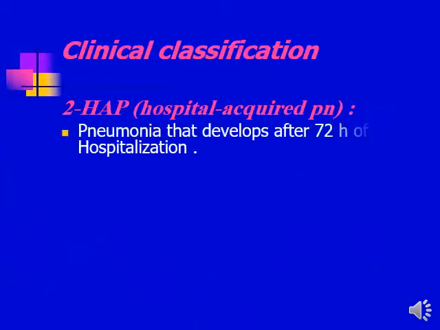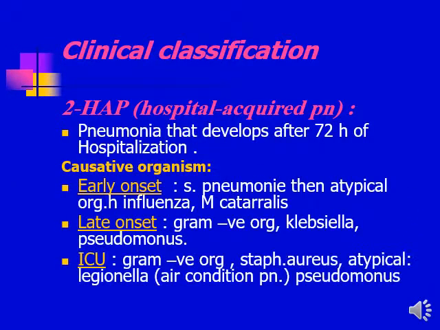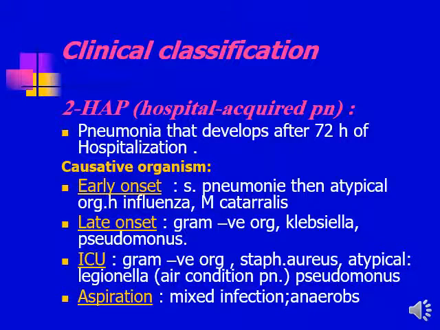If we are talking about hospital-acquired pneumonia, it means that pneumonia developed after 72 hours, and I can further classify it into early onset, which occurs early in the first 3 days, and late onset, after 3 days of admission to the hospital. In the early onset hospital-acquired pneumonia, most likely I have Streptococcus pneumoniae and atypical organisms. In the late onset, I most likely get infection from inside the hospital, which is most likely more resistant organisms such as gram-negative Klebsiella and Pseudomonas.